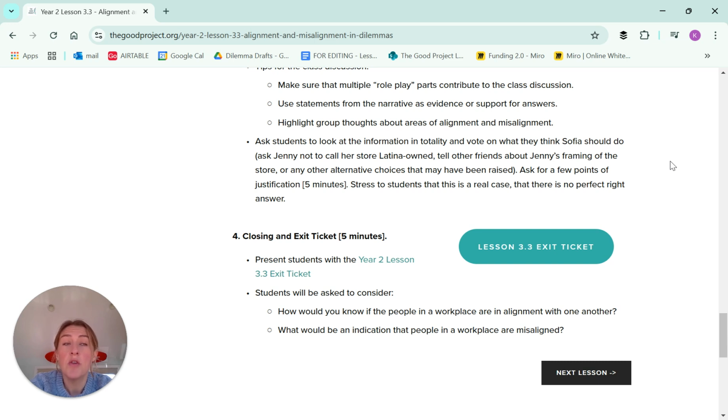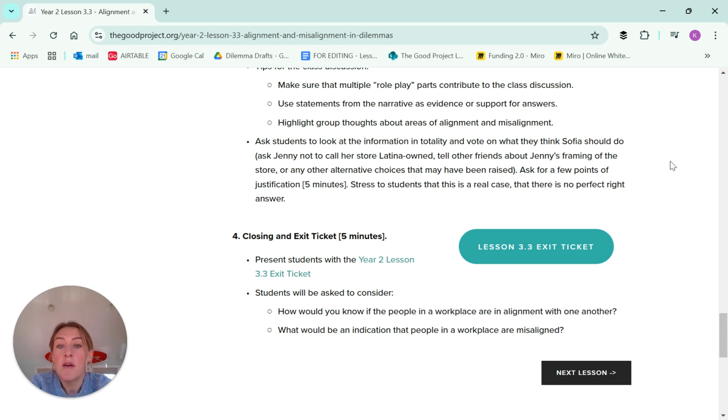And students should know that this is like all of our dilemmas here at the Good Project. This is a real situation that really happened. There is no perfect right or wrong answer. Nobody's really winning in this situation. It's just how to come to the best possible solution, and what might that best possible solution be.